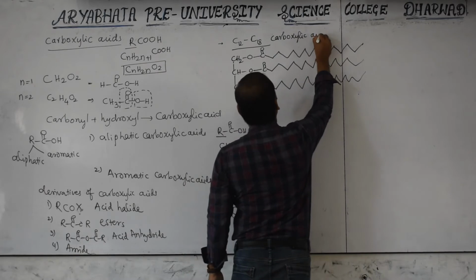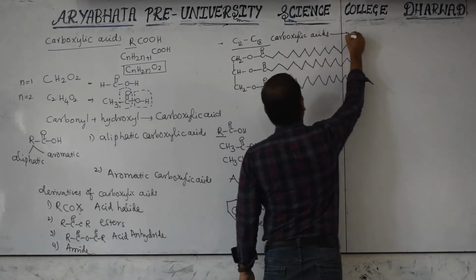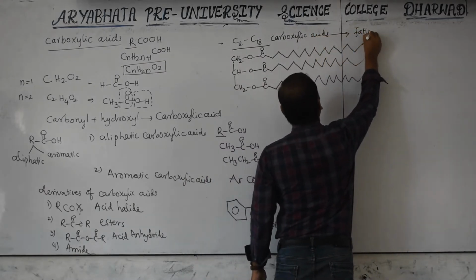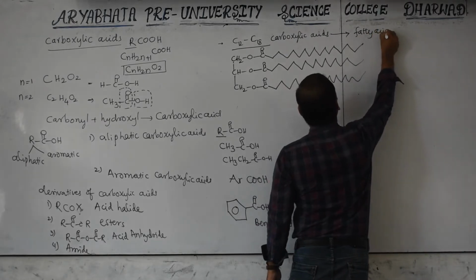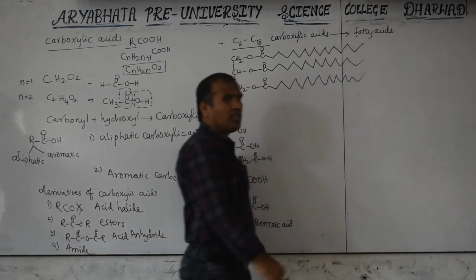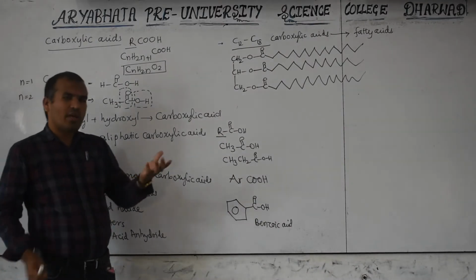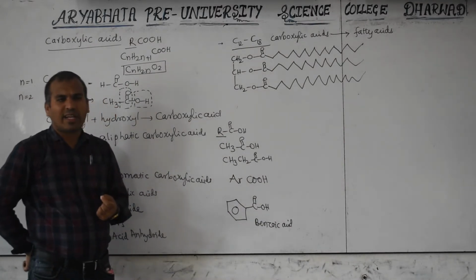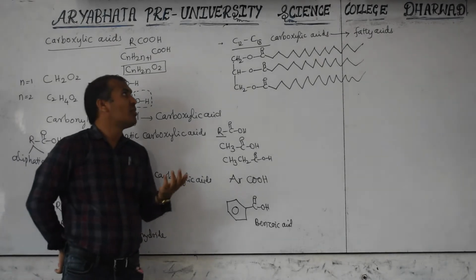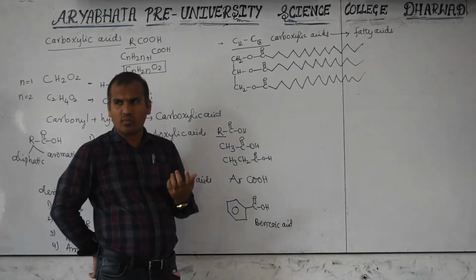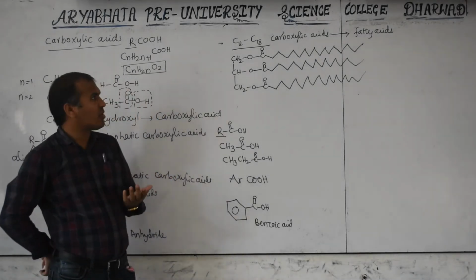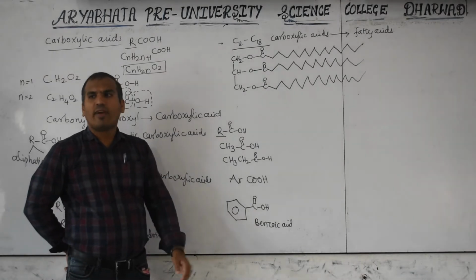These carboxylic acids are known as what? Fatty acids. These are generally used to prepare soaps. Sometimes they ask in a one mark question also, what are fatty acids. From C12 to C18 carbon carboxylic acids, or higher number carboxylic acids, are known as fatty acids.